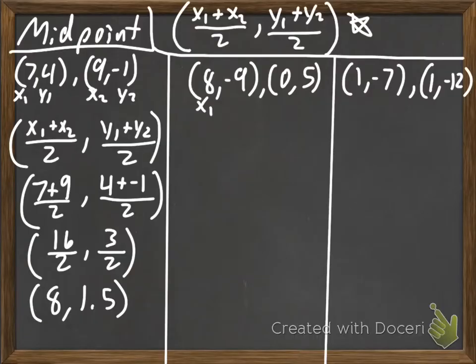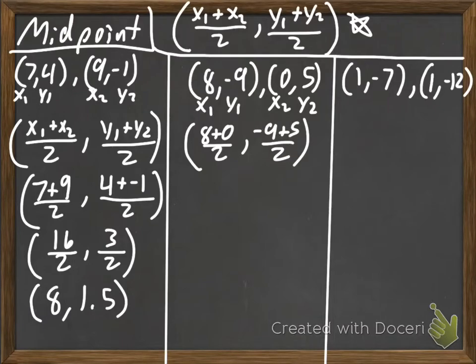So I'm going to label them x1, y1, x2, y2, and then I'm going to skip writing down the formula again. I'm just going to start plugging stuff in. So I'm going to do 8 plus 0 divided by 2, and then negative 9 plus 5 divided by 2. Now, please remember, if this is your x1, this has to be your y1. Keep them there. It's not going to really matter so much with this formula, but with the other formula it is. So it's just good practice to get into.